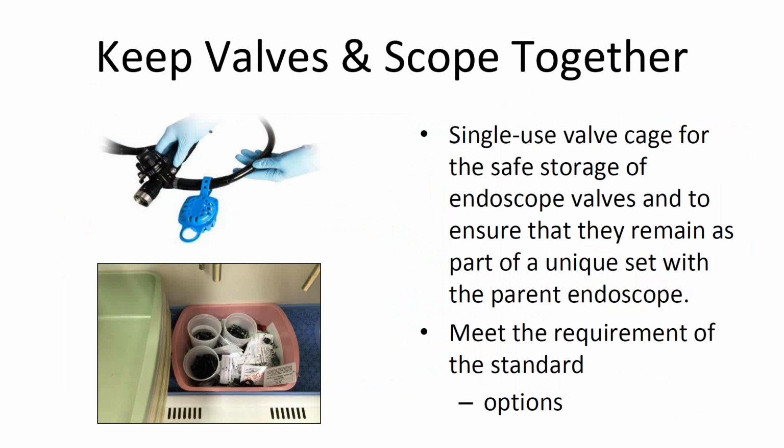This slide shows another product that's available to keep the valves together with the endoscope as that unique set that's mentioned in ST91. And we have a picture on the bottom there of ways that we see many facilities currently storing their valves. And if there was an outbreak, there's no way to know how these valves and cleaning adapters, what was used with what particular model endoscope for what patient, because they don't have serial numbers on them. So there are different ways that you can keep those valves together with the scopes to meet those requirements in the new standards. Next slide, please.